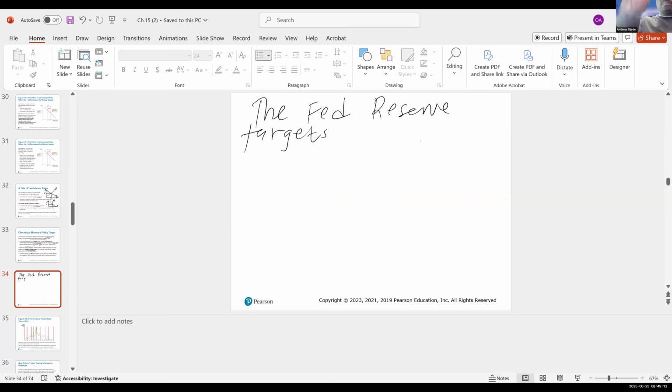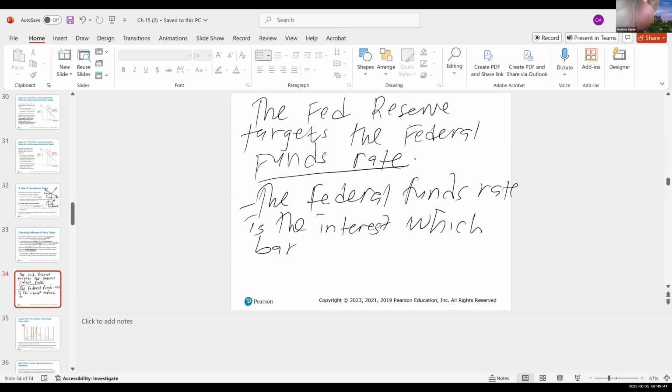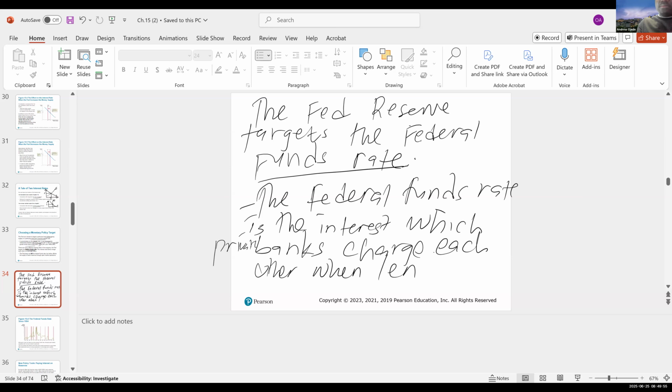targets the federal funds rate. The federal funds rate is the interest rate which banks, I say private banks, charge each other when they lend each other reserves, which we can call loans.